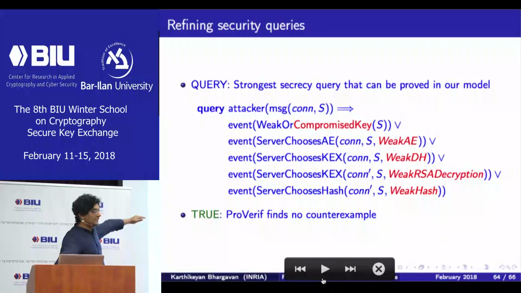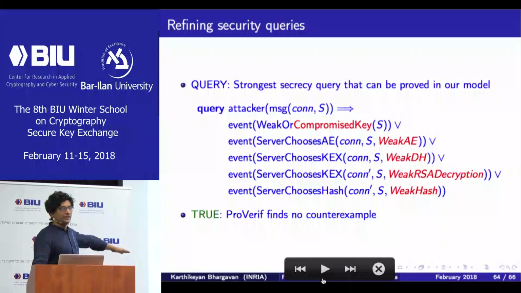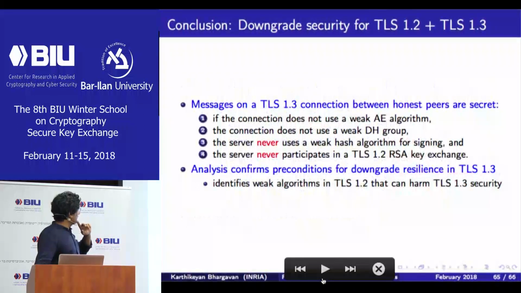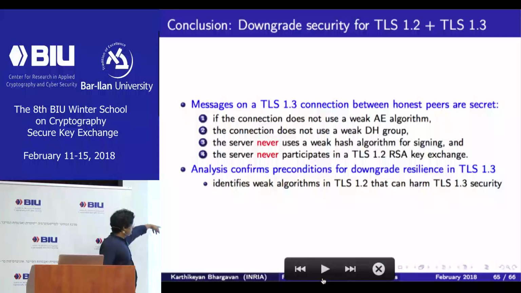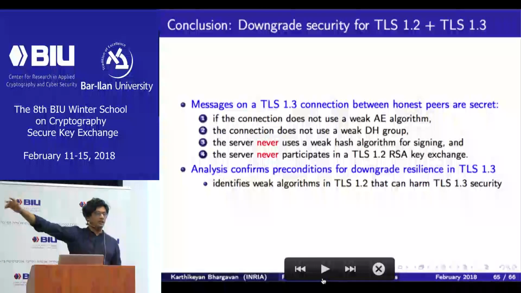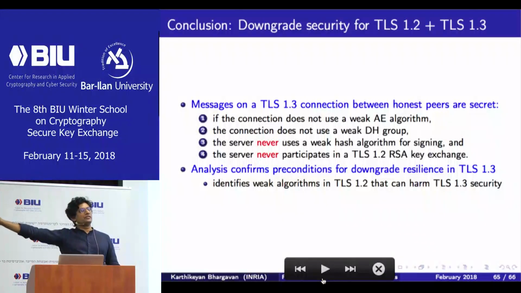But that's a statement that actually gives you all the preconditions you need to prove downgrade security. So in particular, what we can prove symbolically is that messages on a TLS13 connection are secret as long as the following 4 conditions hold. The connection should not use weak AE, should not use a weak DH. And these 2 are interesting because it's not about the connection. It says that on no other connection in the world should the server support weak RSA decryption, and on no other connection in the world should the server use a weak hash function.